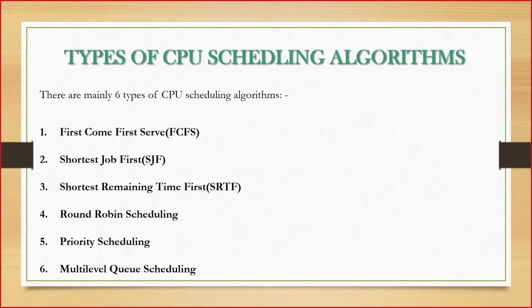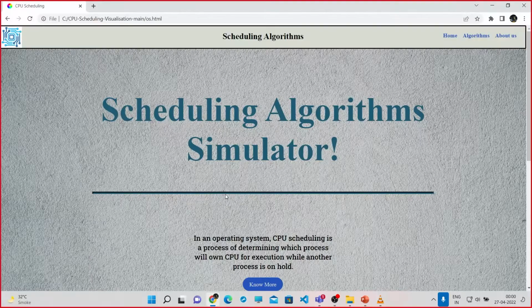Now, the types of CPU scheduling. There are mainly 6 types of CPU scheduling algorithms: first come first serve (FCFS), shortest job first (SJF), shortest remaining time first (SRTF), round robin scheduling, priority scheduling, and multi-level queue scheduling. Now, from now onwards, we will go to the website and Naitik will take over.